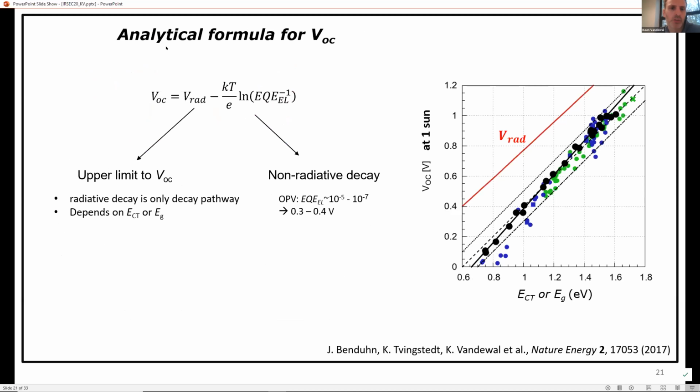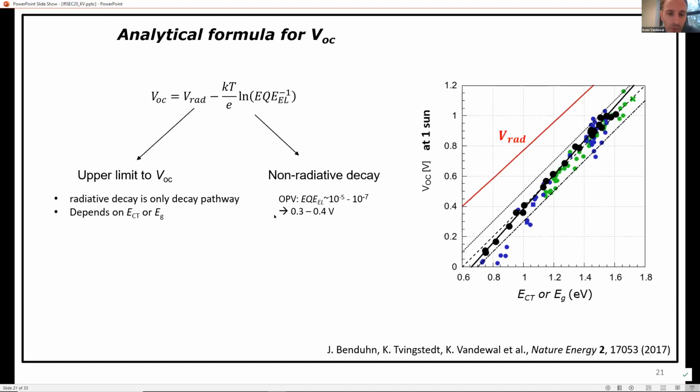So here, basically I repeat this formula. The open circuit voltage can reach a maximum value, the radiative limit, but if you have non-radiative recombination, the open circuit voltage will always be this amount less.